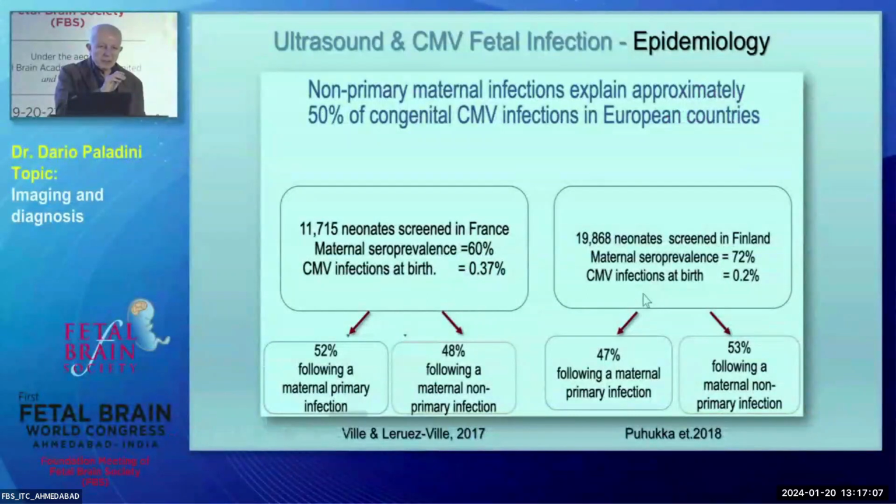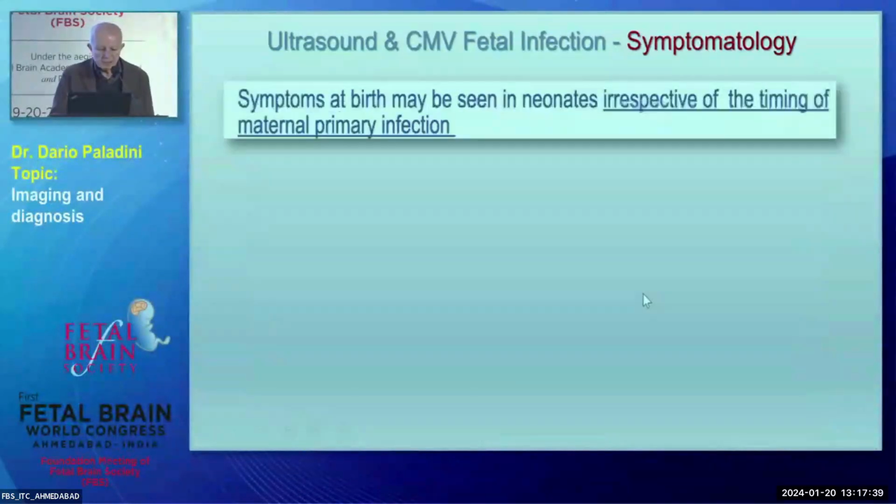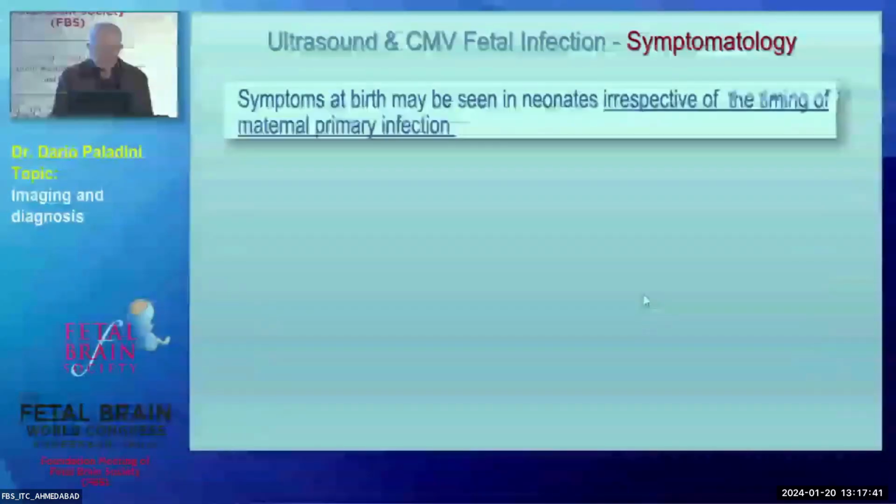As for the epidemiology, we formerly used to think that if you had a recurrent infection, this would be of lesser importance, but this is not the case because, as you see from these prevalence studies, 50% of the infections responsible for fetal cases in France, and the same in Finland, are non-primary. So non-primary maternal infections explain 50% of congenital cytomegalovirus infection in pregnancy.